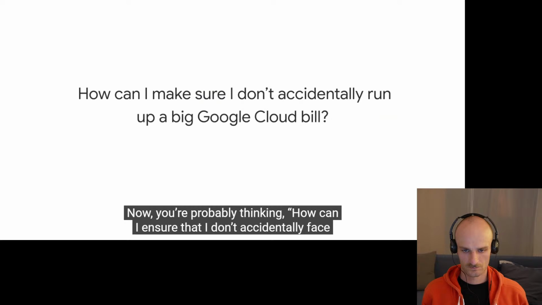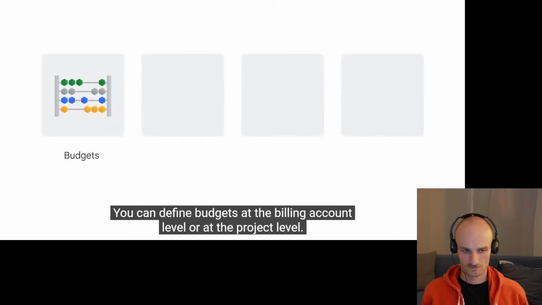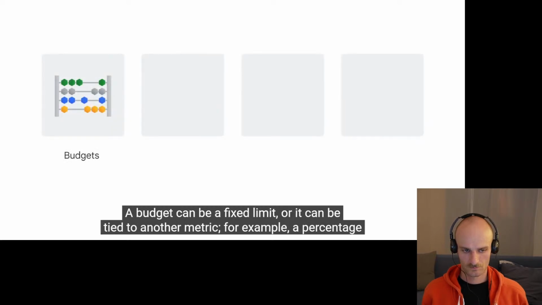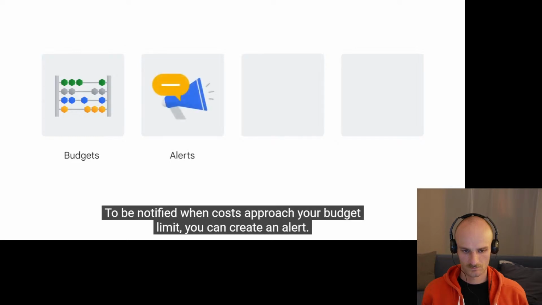Now, you're probably thinking, how can I ensure that I don't accidentally face a big Google Cloud bill? We provide a few tools to help. You can find budgets at the billing account level or at the project level. The budget can be a fixed limit, or it can be tied to another metric, for example, a percentage of the previous month's spend. To be notified when costs approach your budget limit, you can create an alert.